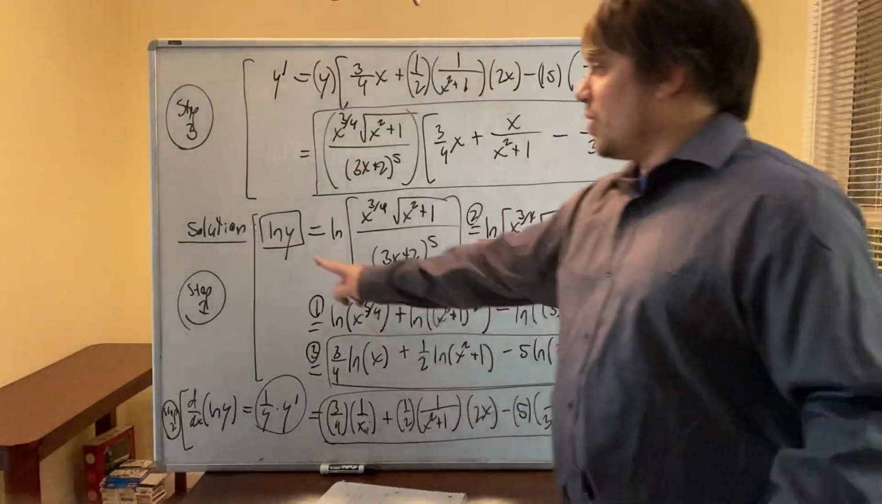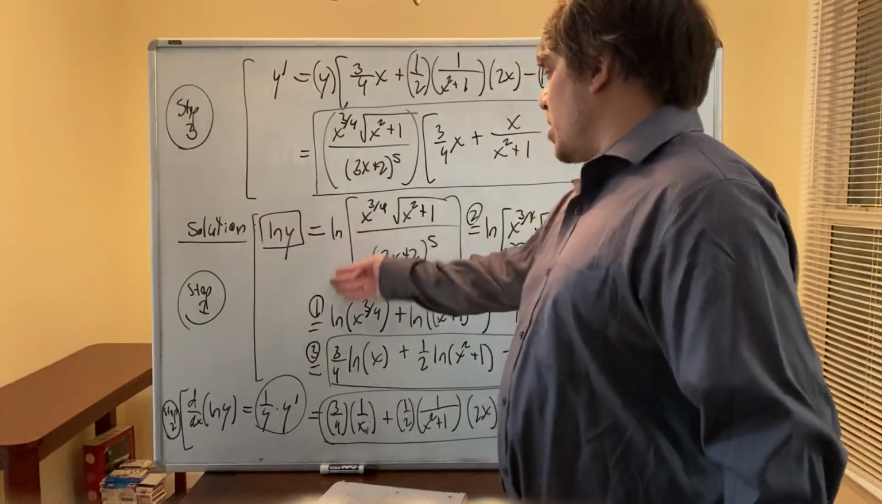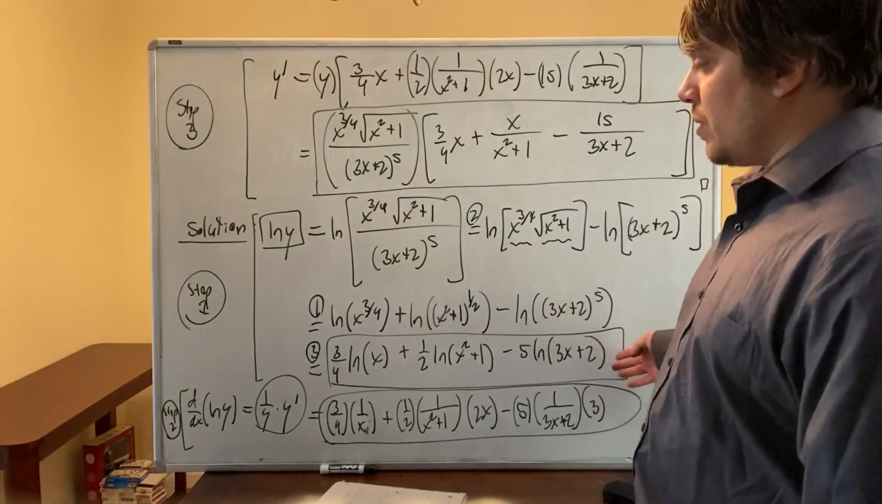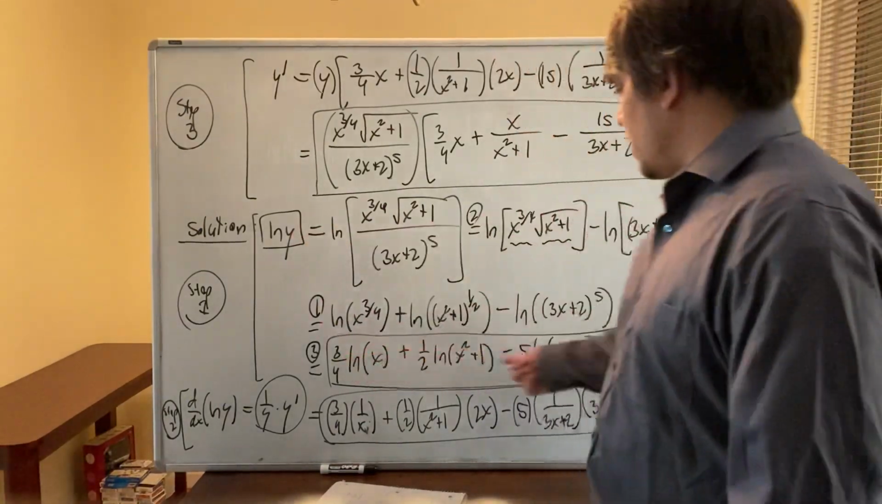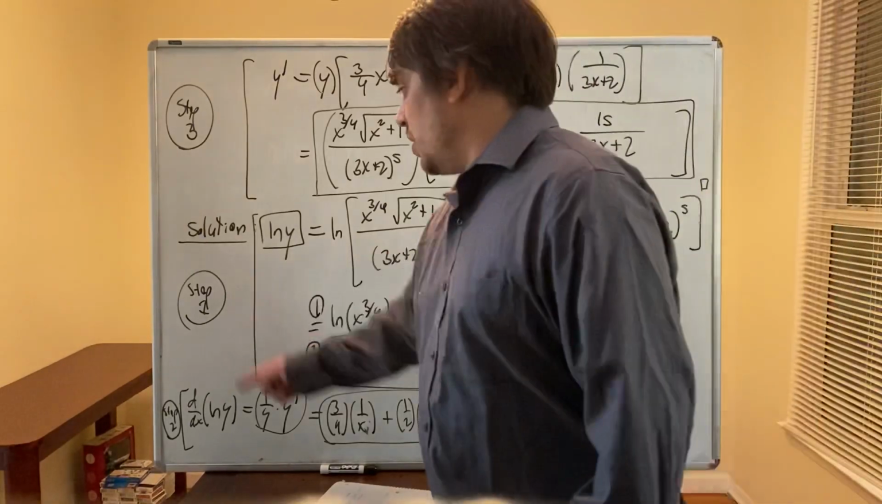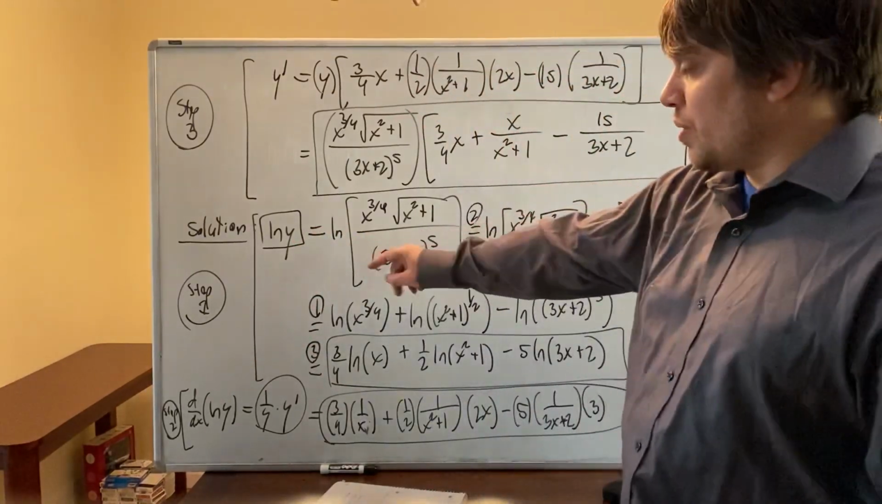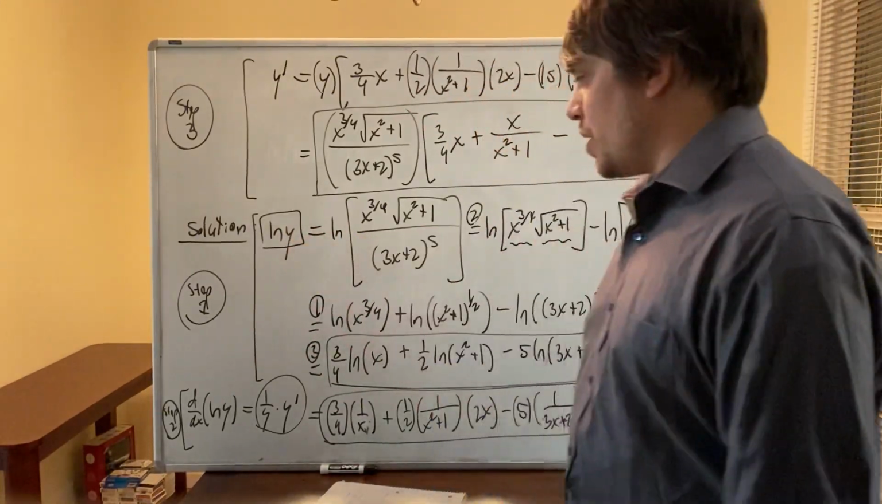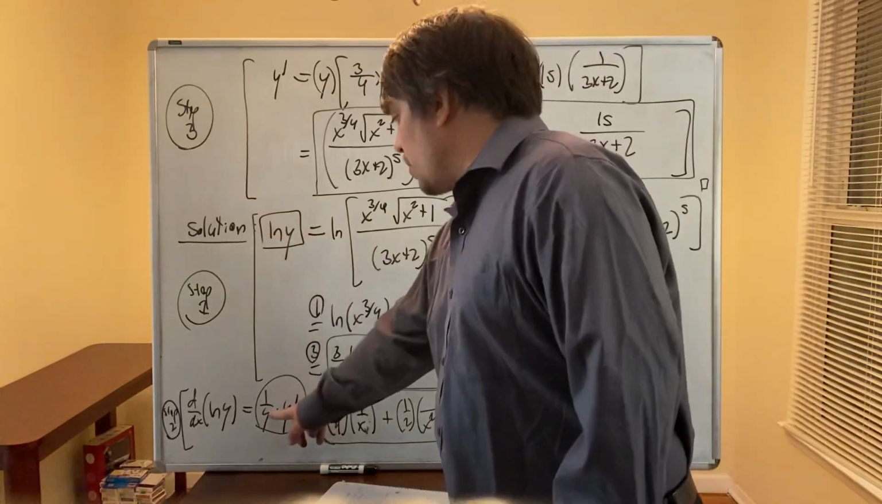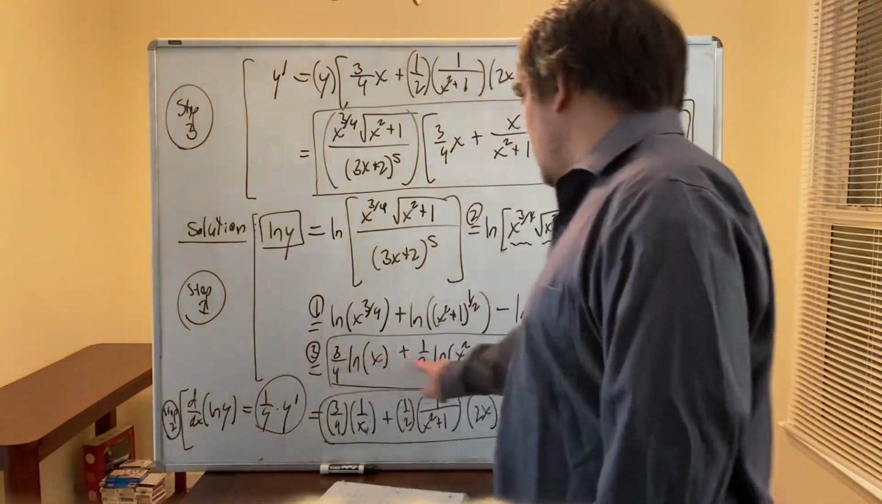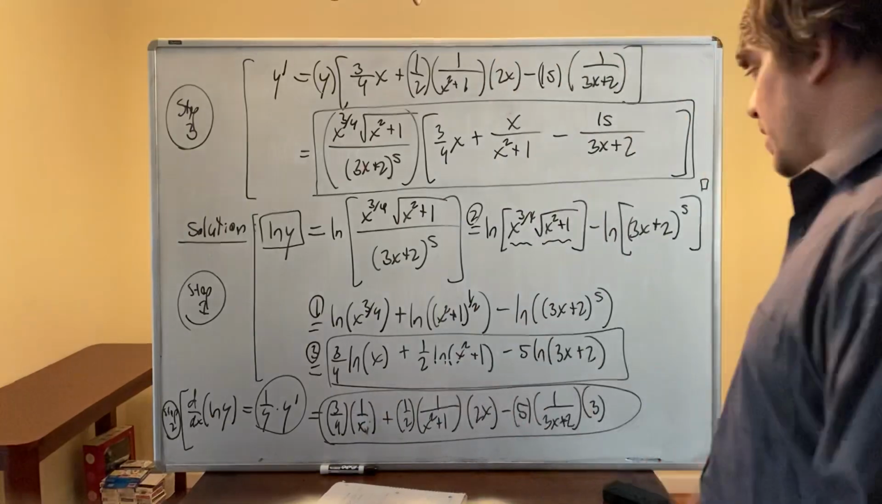Step 1, we took ln of both sides. Then I expanded this out, using the laws of logs, and got ln of y is equal to that. That's step 1. Step 2, I differentiate implicitly with respect to x on both sides of the equation. And so d/dx of ln of y is 1 over y times y prime, and that equals d/dx of this, which is that.